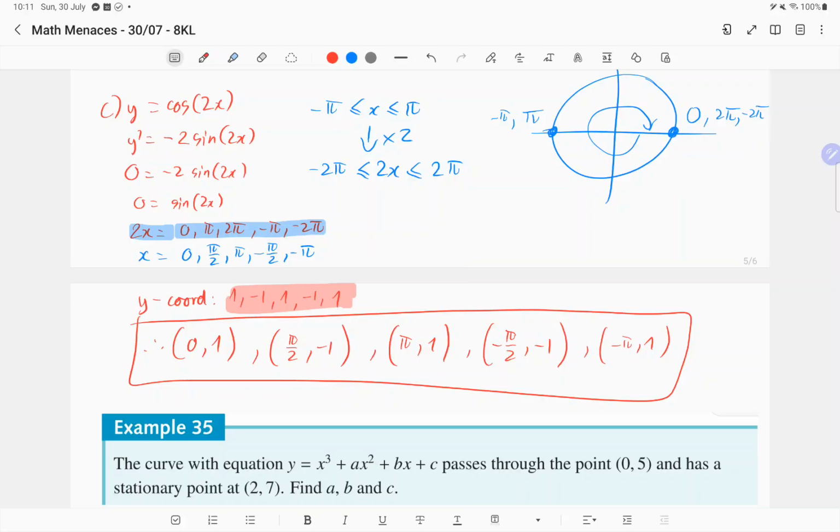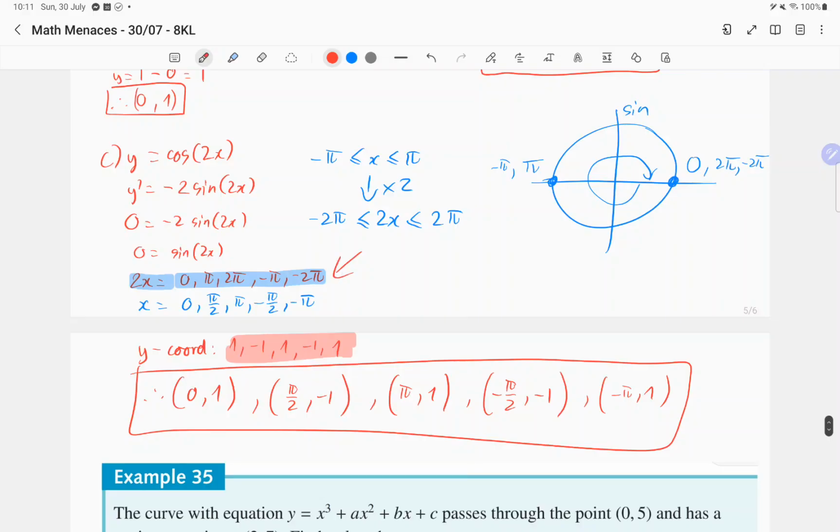How do you transition from sine 2x to just the 2x values? Like this line here: sine of 2x equals 0. We're solving for what values of 2x would give sine equals 0, right? And it's these 2 points here, because for those 2 points the y coordinate is 0. Then you need to read off what angles those 2 points represent. So it's 0 and pi, and then 2 pi. In the negative region, you just read the negative version, so it's negative pi and negative 2 pi.